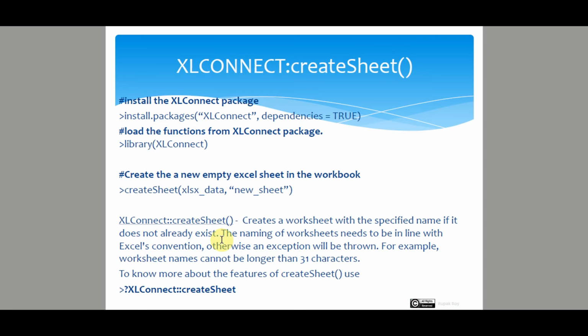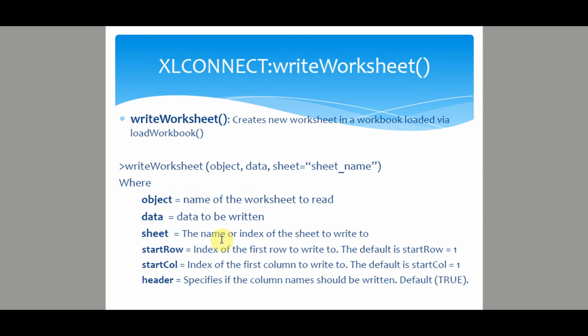Since we have already created an empty worksheet, now we will add some data into our newly created worksheet. For that, we will use the writeWorksheet function that helps to write data to a worksheet in a workbook loaded via the loadWorkbook function. So type writeWorksheet, then object name, that is the name of the workbook, data is the data to be written, sheet will be the name of the sheet or the index value of the sheet to write to, then we have start row, column, header, and so on like before.